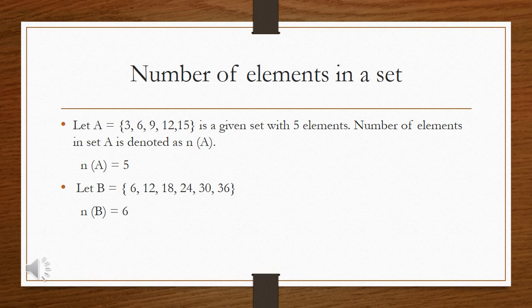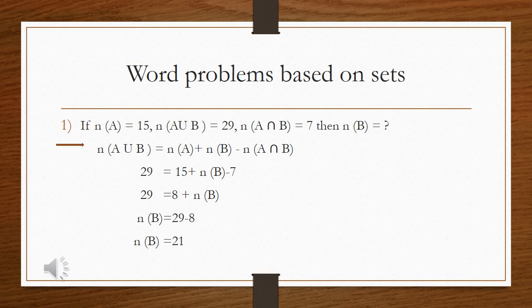Second example, let set B contain the elements 6, 12, 18, 24, 30 and 36. Here B contains exactly 6 elements, so we can write n of B equal to 6. Let us discuss some word problems based on sets.